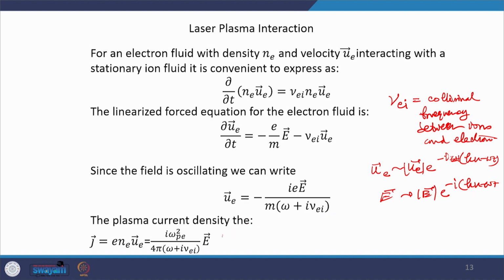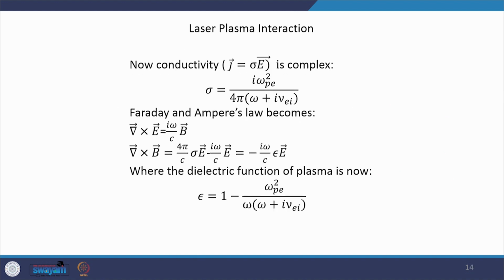current density one can get like this, and if we use the formula of Ohm's law, that is J equal to sigma E, then one can find the conductivity sigma here. So, sigma is the conductivity of the plasma. By using this equation you can find what the conductivity of the plasma will be.